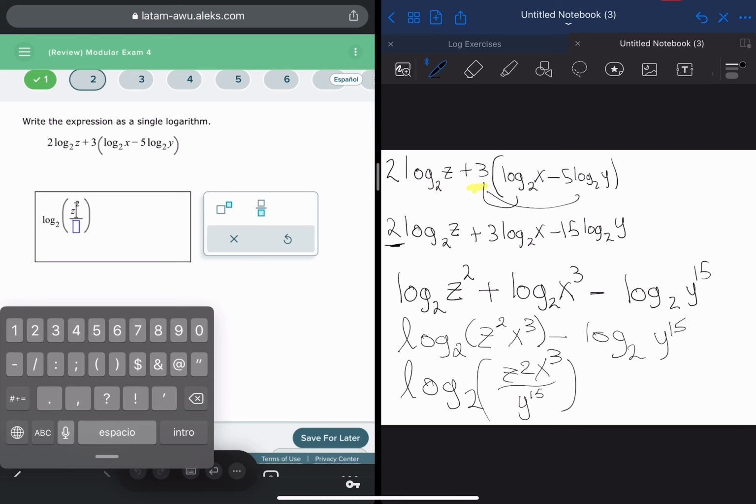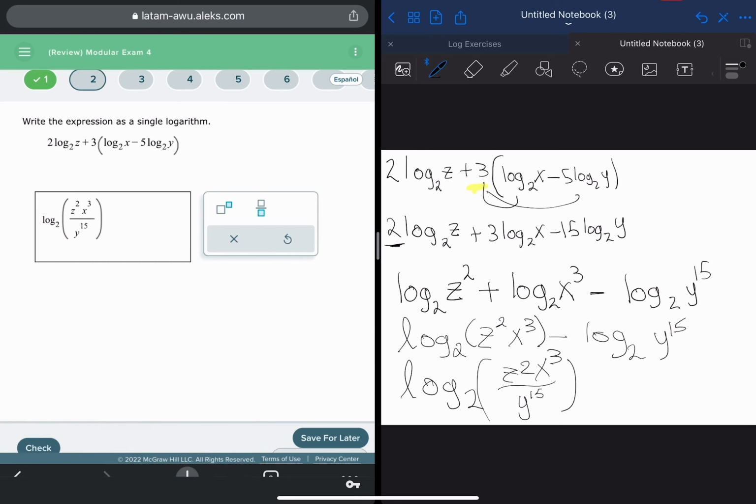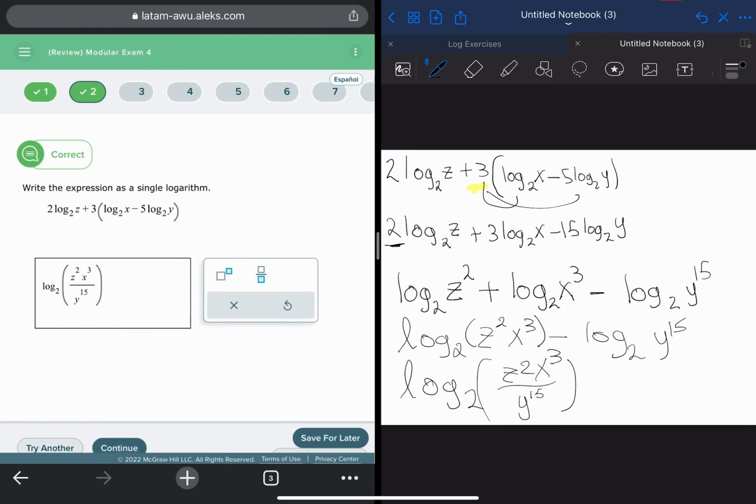Here it is, like this. Here is a square. Here's to the third. This is c. And here's y to the 15th power. Just like that. Let's check this out. Yeah, that's correct.